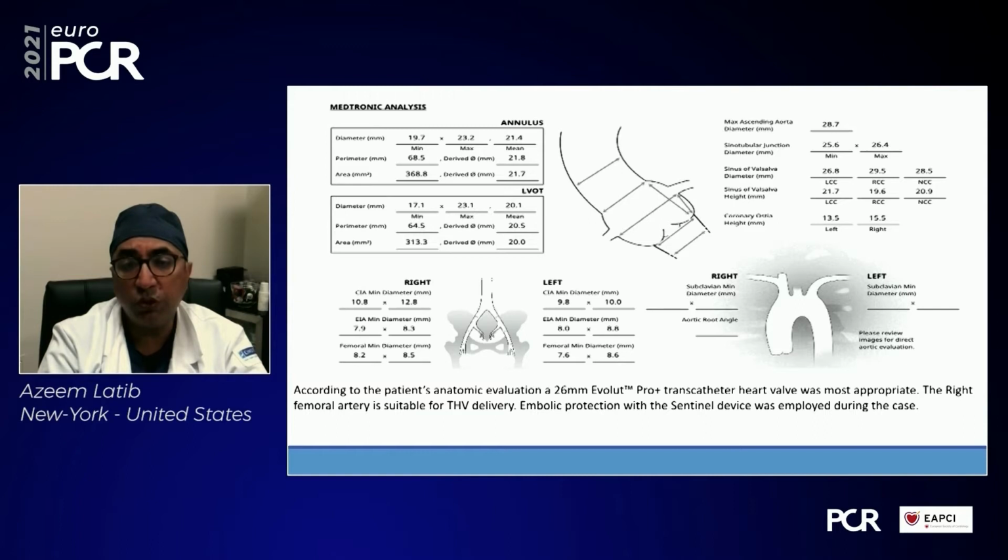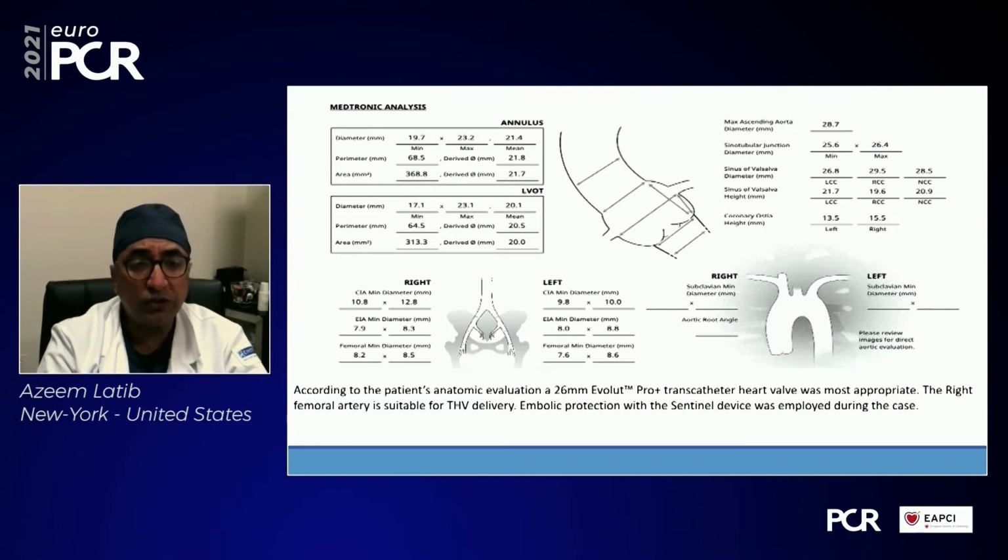If you look then at the sinotubular junction, about 26 millimeters, her sinuses of Valsalva are large, 27 to 29 millimeters. Her coronary ostia are also at an acceptable height, 13.5 for the left and 15.5 for the right. When you look at her right and left iliofemoral access, she really has good MLDs bilaterally, so you could really use either the right or left access for a TAVR.